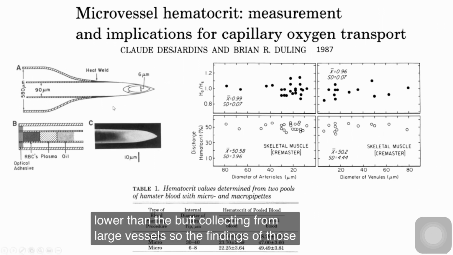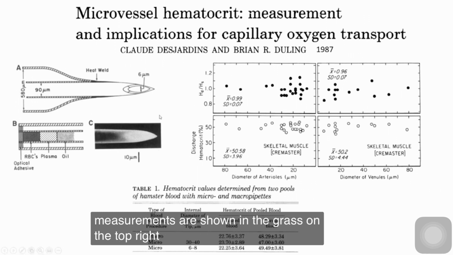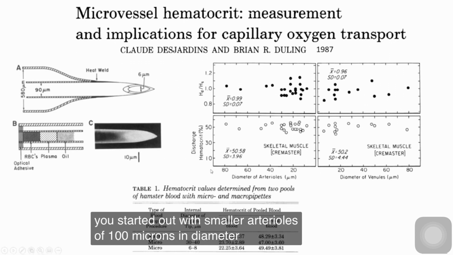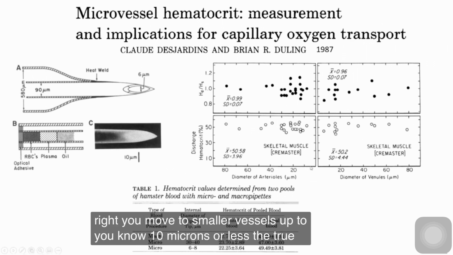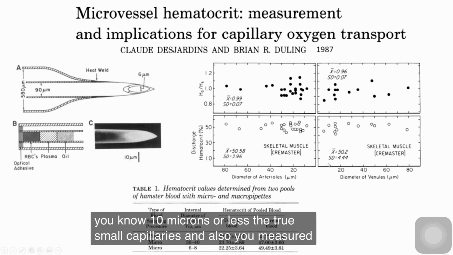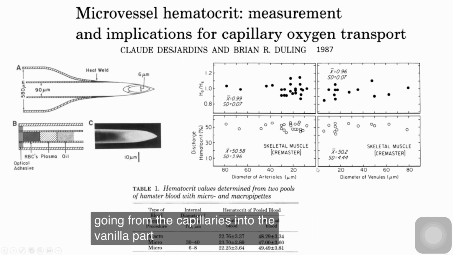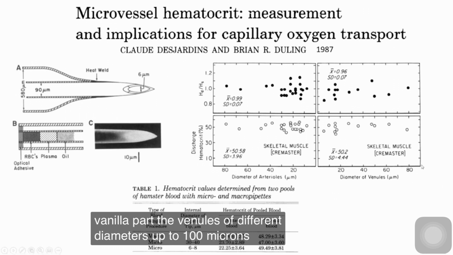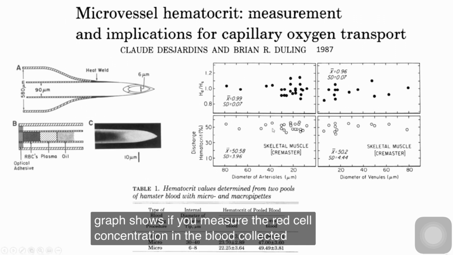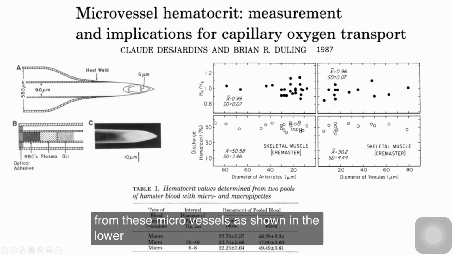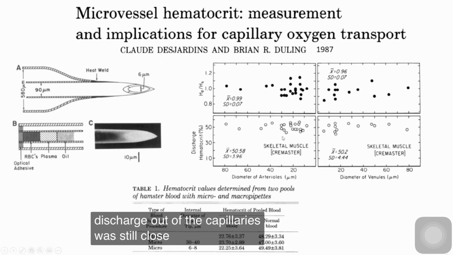So the findings of those measurements are shown in the graphs on the top right. We punctured microvessels. We started out with smaller arterioles of about 100 microns in diameter. And from left to right, we moved to smaller vessels up to 10 microns or less, to true small capillaries. And also he measured going from the capillaries into the venular part, the venules of different diameters up to 100 microns. What this graph shows, if you measure the red cell concentration in the blood collected from these microvessels, as shown in the lower two graphs in this panel, so-called discharge hematocrit, so the hematocrit of blood discharged out of the capillaries, was still close to 50%.